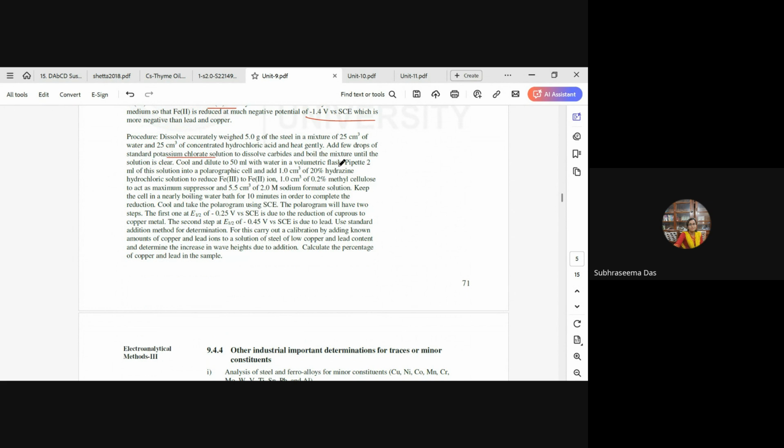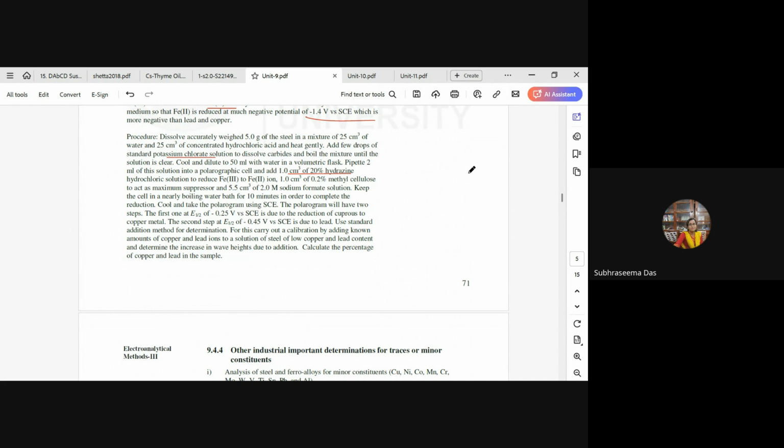From this solution, we will pipette out 2 ml of the solution and take it in a polarographic cell, and the supporting electrolyte here is 1 ml of 20% hydrazine hydrochloride solution, which will reduce the Fe3 plus to Fe2 plus.